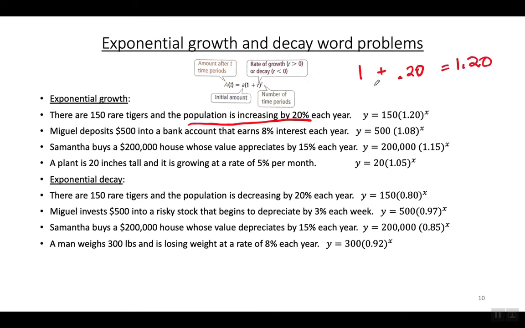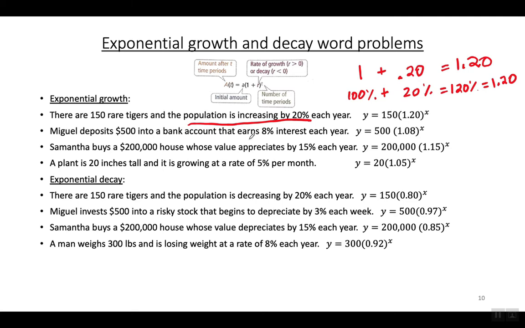Or another way to think about it, which you may find easier, is this. The population is increasing by 20%. Add that to 100%. You get 120%. And then change 120% to a decimal, which would be 1.20.